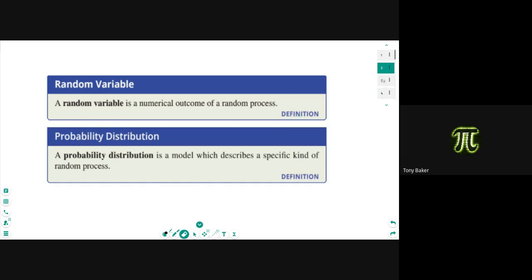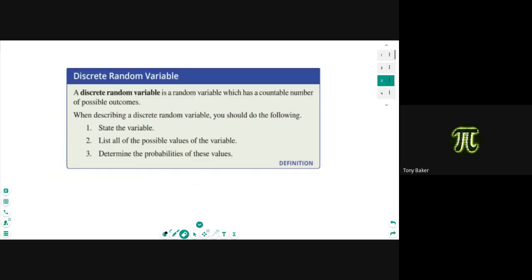All right, let's look at a discrete random variable. So a discrete random variable is a random variable which has a countable number of possible outcomes. So when you're describing a discrete random variable, we need to do the following three things. We need to be able to state what the variable stands for. We need to list all possible values of the variable. And we need to determine the probability of these values. So for everyone we're going to look at, these are the three things that we're going to have to state.